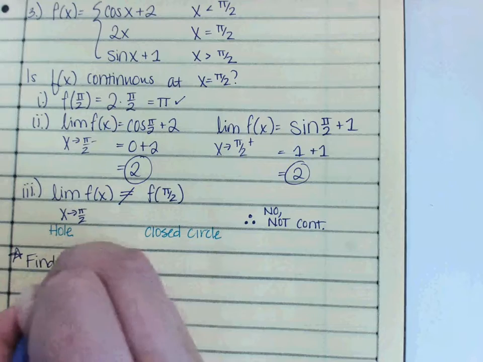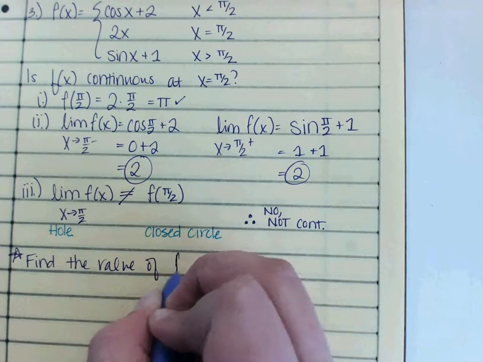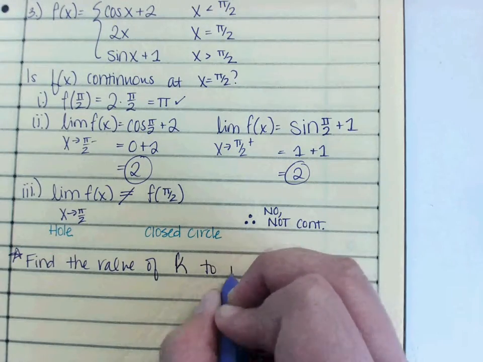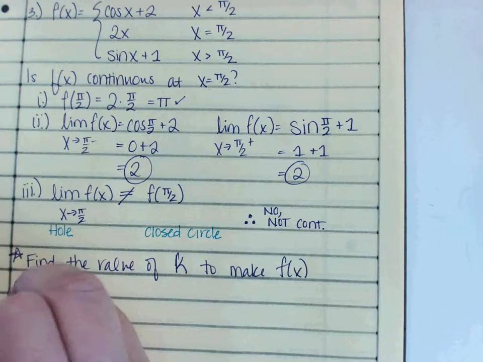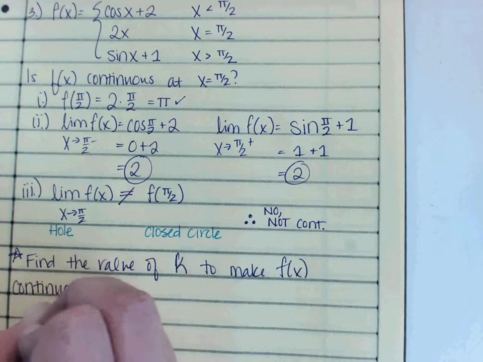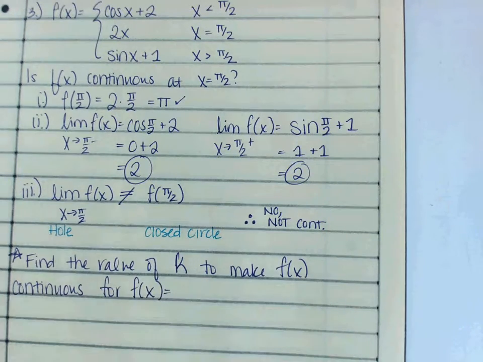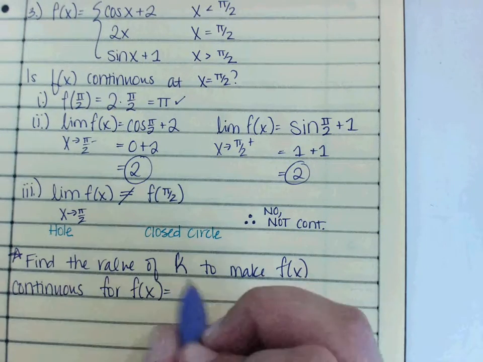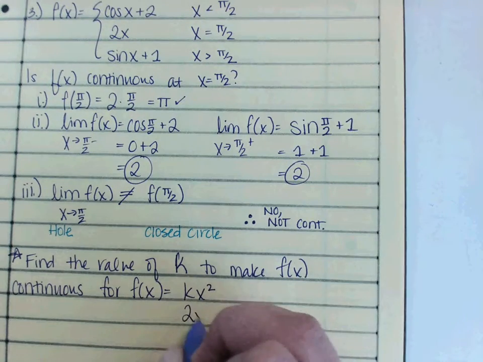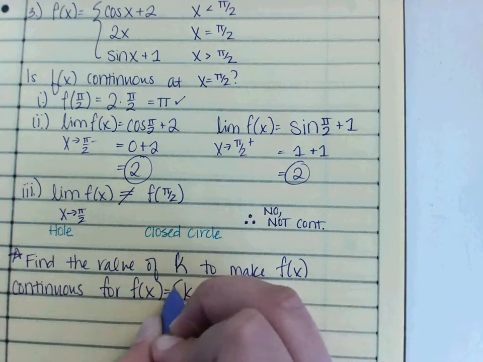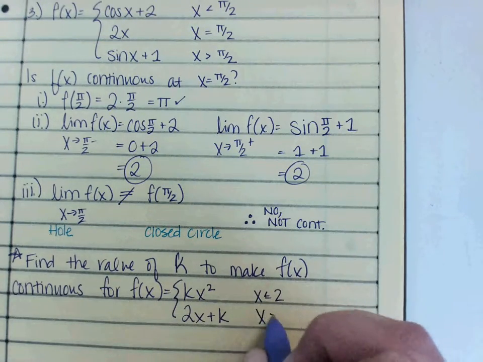Find the value of k to make f of x continuous for f of x equals kx squared and 2x plus k, less than or equal to 2 on top, greater than 2 on bottom.